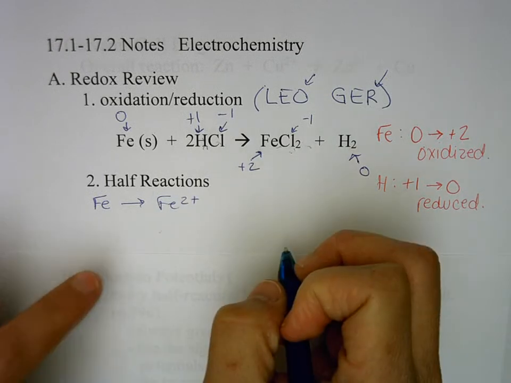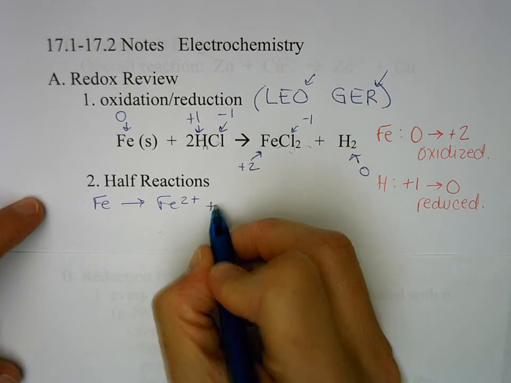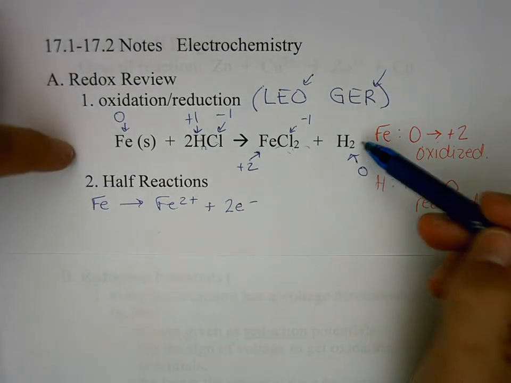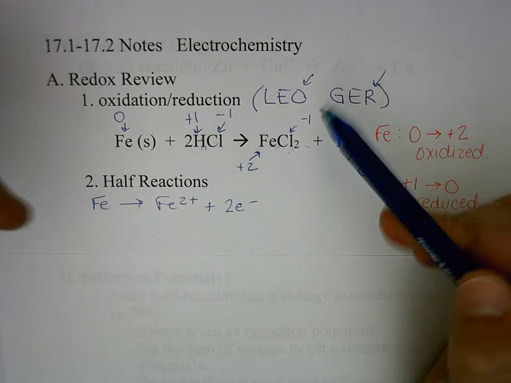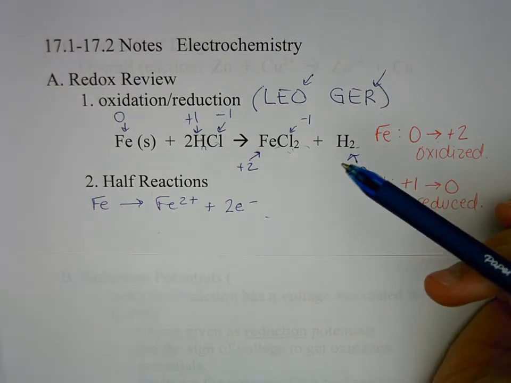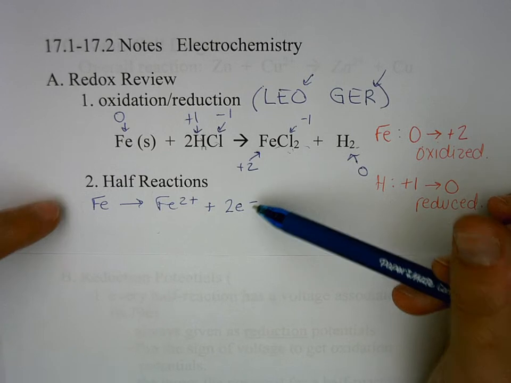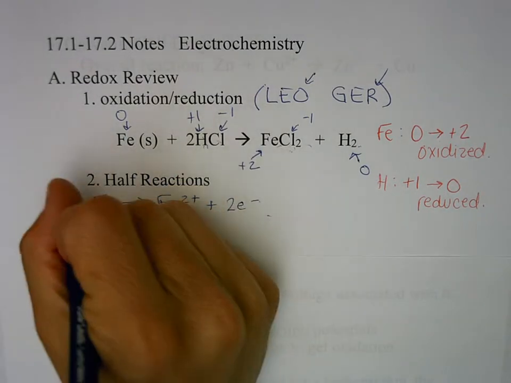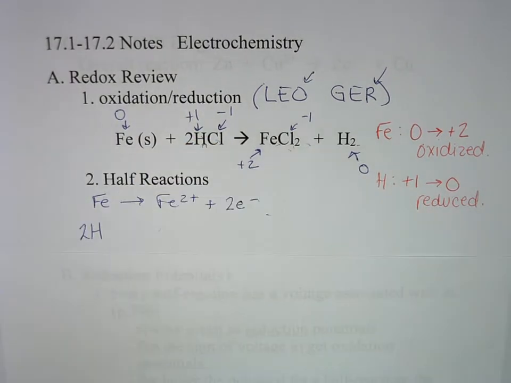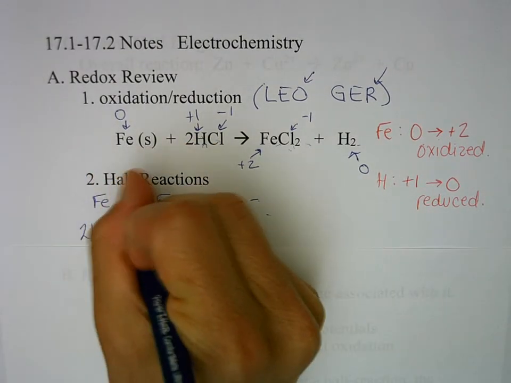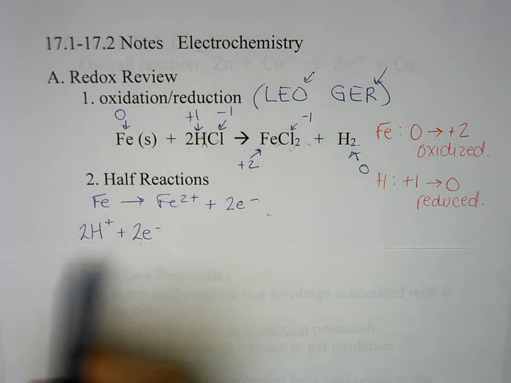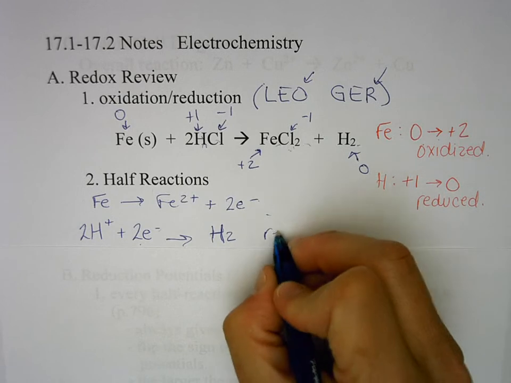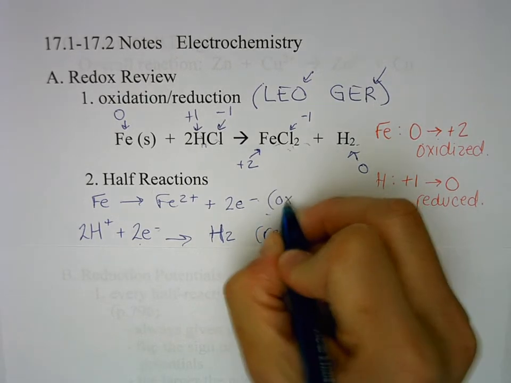And then what else is part of the half reaction? I need 2 electrons. Although the electrons aren't shown in the overall reaction, the half reactions show where the electrons are. For the oxidation, the electrons are on the product side. For the reduction, I've got 2 hydrogen ions, and the electrons are on the reactant side because it's gaining electrons to be reduced. So that's my reduction half reaction, and this is my oxidation half reaction.